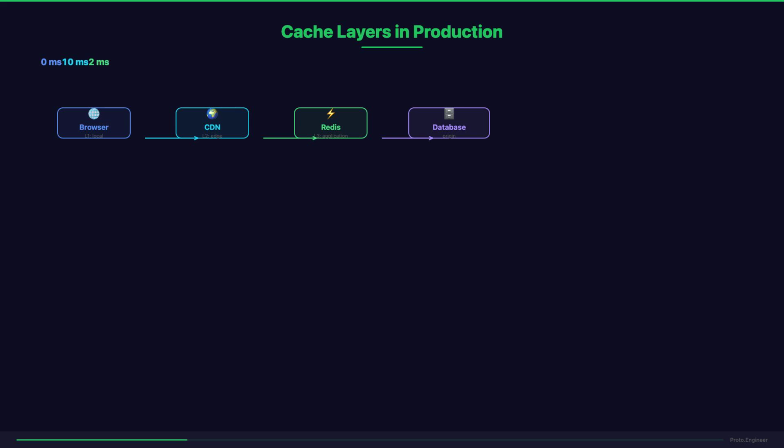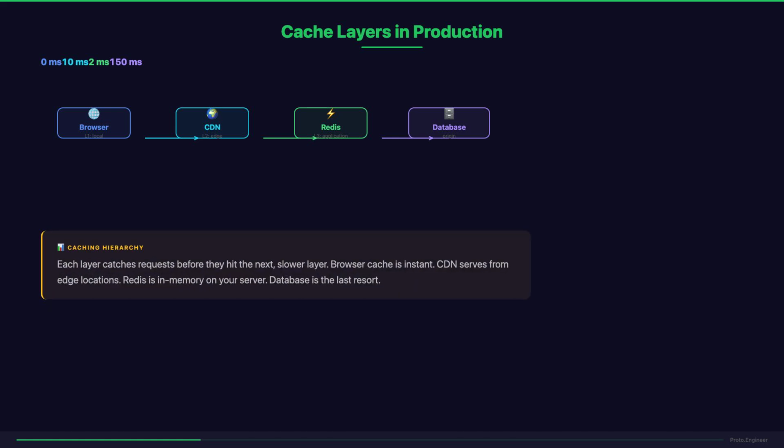Third is the application cache, typically Redis. This sits between your API server and your database. It caches frequently accessed data in memory. Latency is about 1 to 2 milliseconds. Fourth is the database itself, which is the origin of truth. Queries here take 100 to 200 milliseconds. The key insight is that each layer intercepts requests before they reach the slower layer below it.